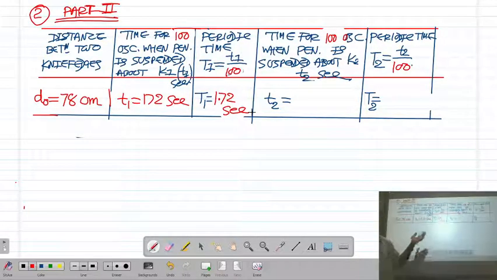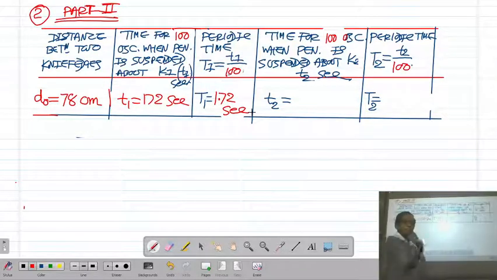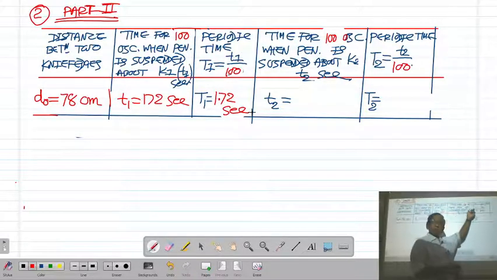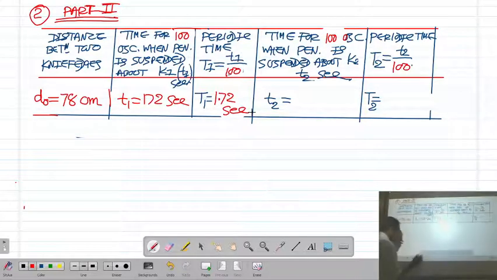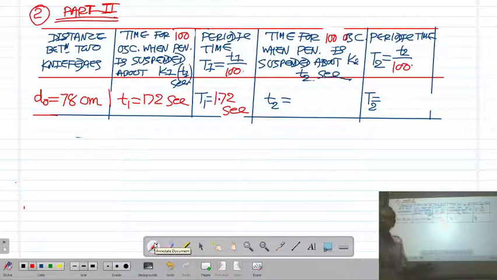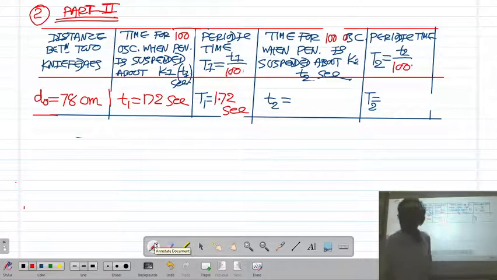Right? Okay. Now invert the pendulum. The procedure remains the same. Invert the pendulum and suspend it about knife edge K2, which is near to the metallic bar. Again measure the time for 100 oscillations when the pendulum is suspended about knife edge K2 near to the metallic bar. Suppose that time is 172 seconds.